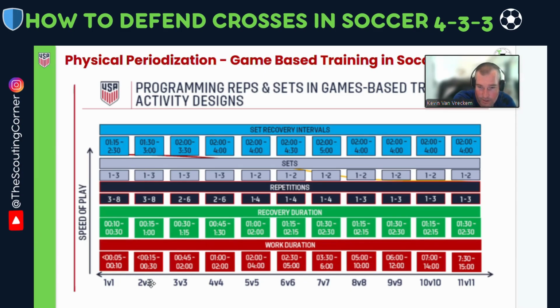You can actually go into a 2v2 situation as well, where you work for 30 seconds and then you rest 2-to-1 ratio, which is a minute of rest and 30 seconds of work. You do that times 8, so that's another 12 to 15 minutes. For repetitions, 3 sets, so that's another 30 minutes. So that's your session for 70 to 80 minutes right there.